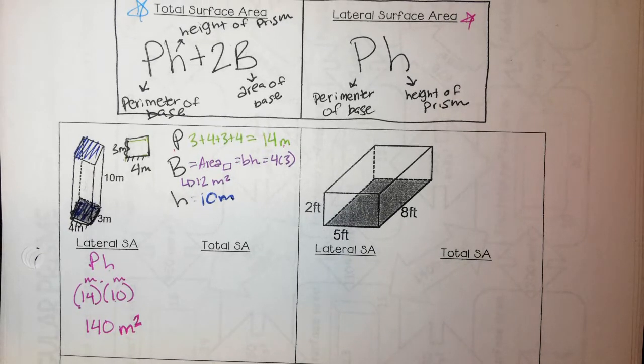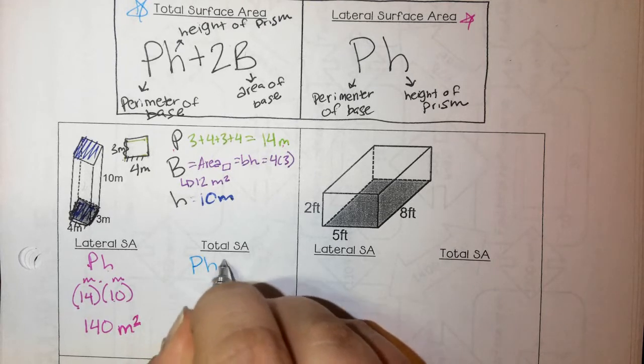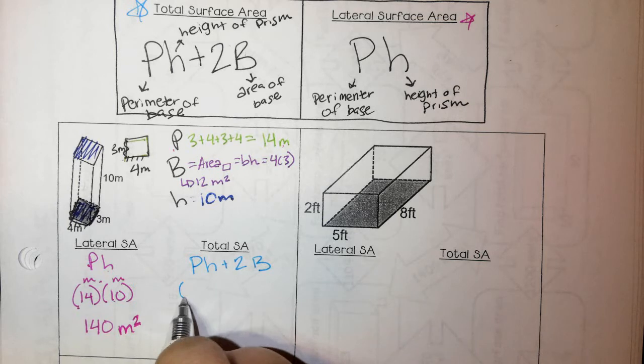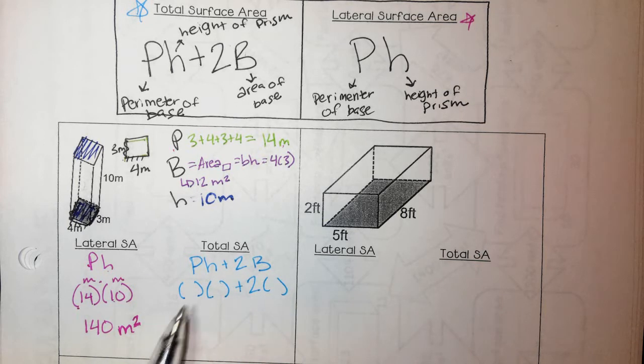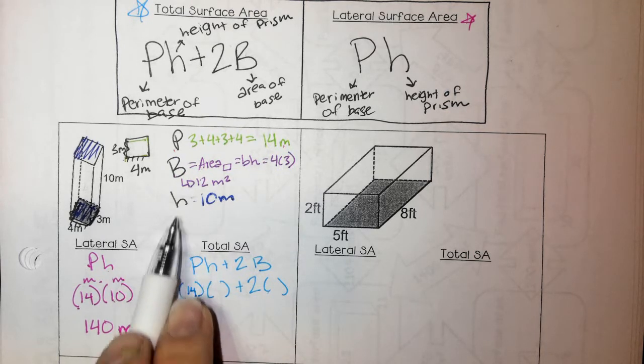Looking at the total surface area, the formula here is PH plus 2B. I'm going to put a set of parentheses or a bubble everywhere I see a letter. So I have bubble, bubble, plus 2 bubble. This first bubble is in place of P, and P is 14. The next bubble is in place of H, and H is 10.